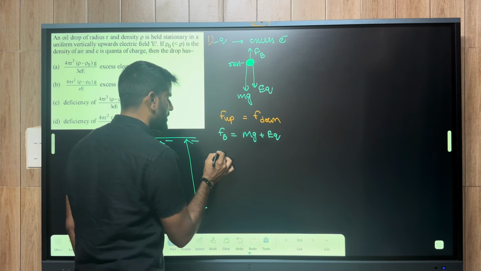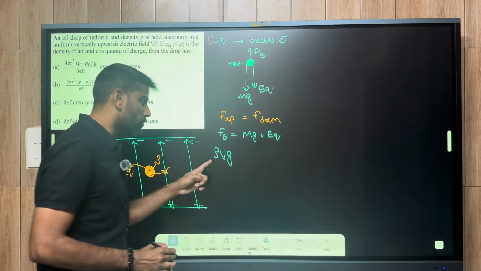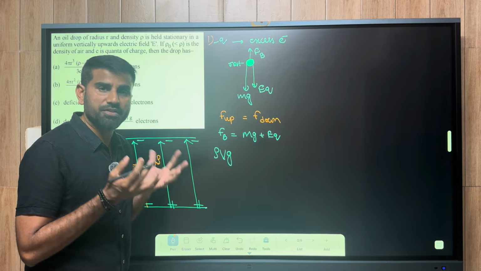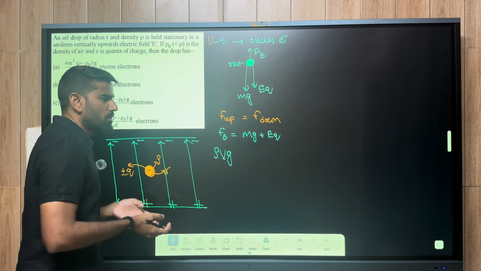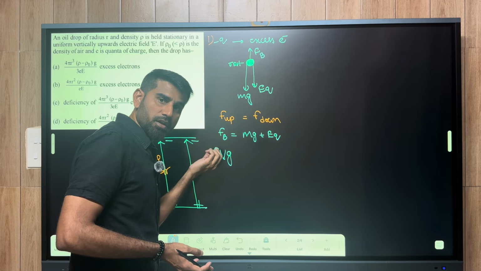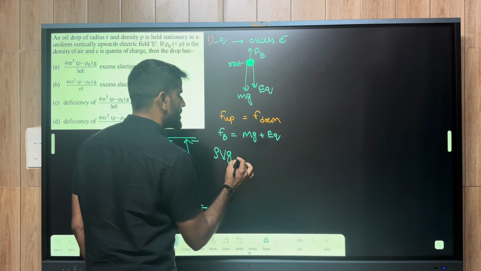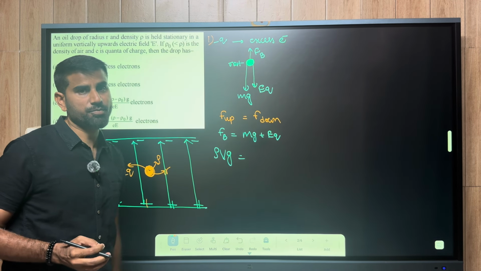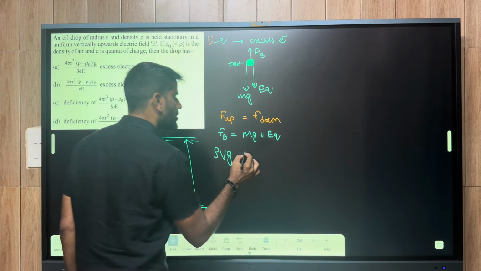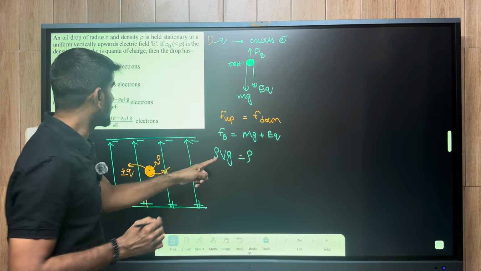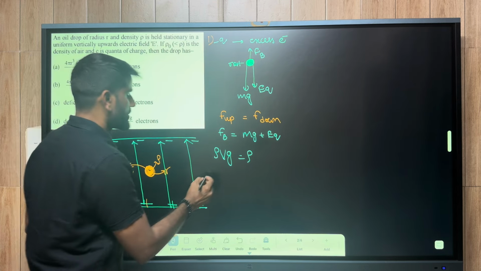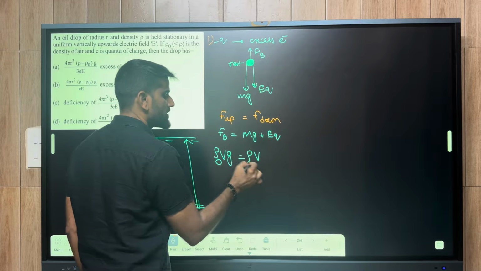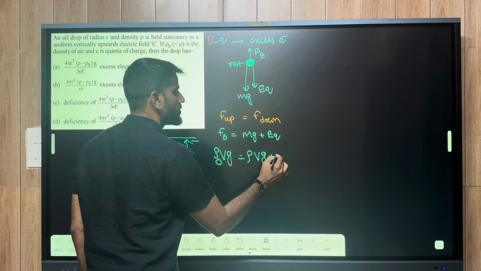The buoyancy force formula is rho Vg, where rho is the density of the fluid. Since the entire volume of the oil drop is immersed in the fluid air, I'm taking the entire volume of the oil drop. Here m is the mass of the oil drop, which is not given. This mass can be expressed as density times volume. Rho naught is the density of the air, and the density of the oil drop is rho, so the mass is rho V, so this is the mass of the oil drop into g, plus EQ.